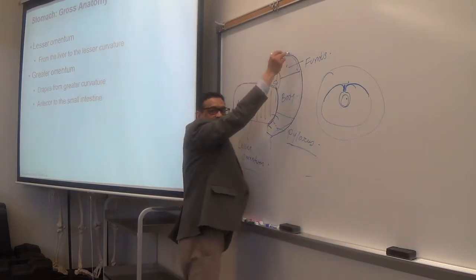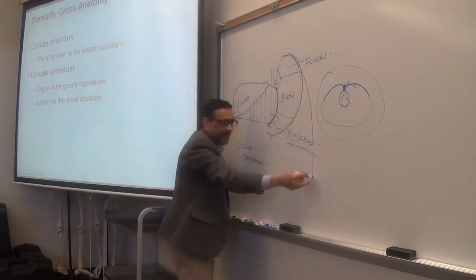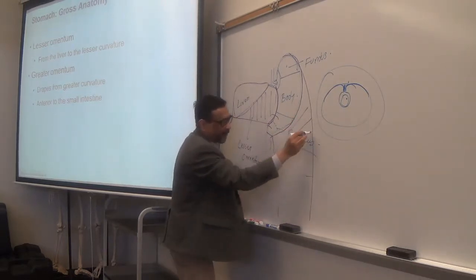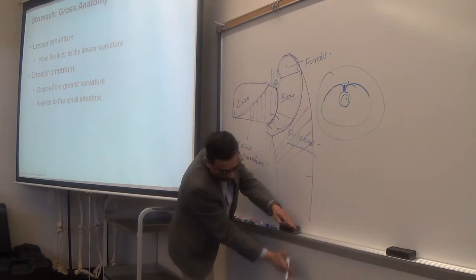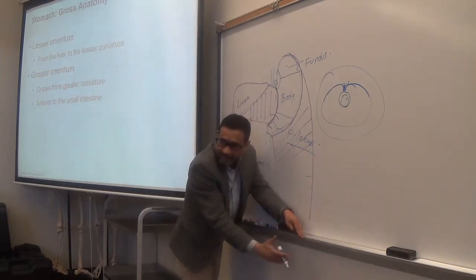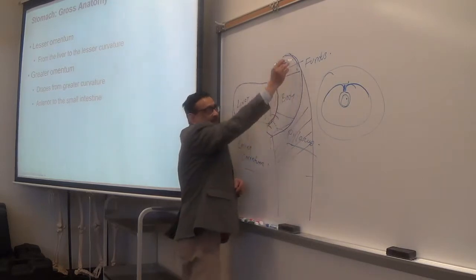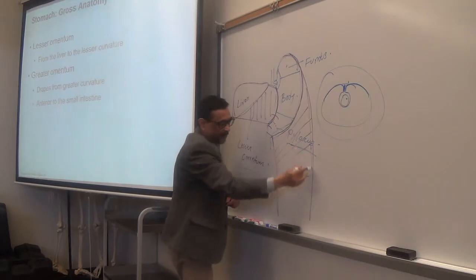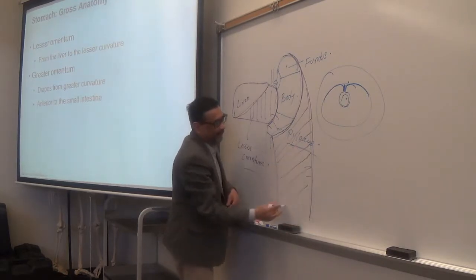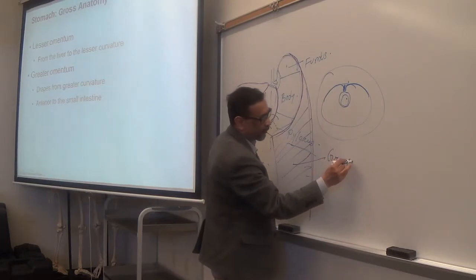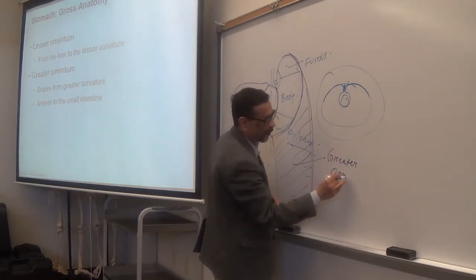And then from the greater curvature, what happens is it drops down like a bed sheet, the extended part, or like when you put the table cover, right? That part is hanging like this. From the greater curvature, it drops down like this. And that is the greater omentum.